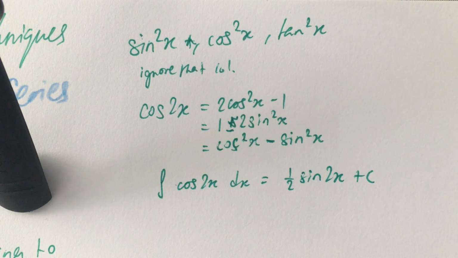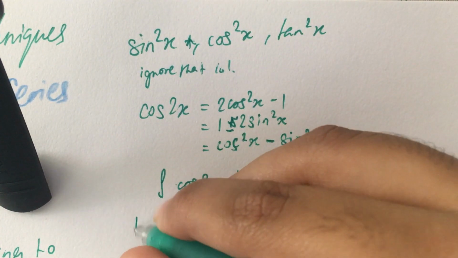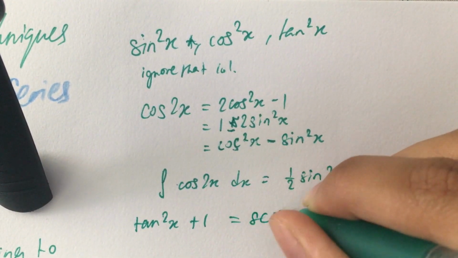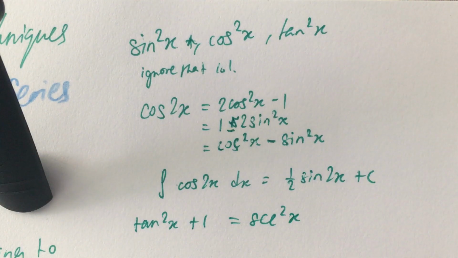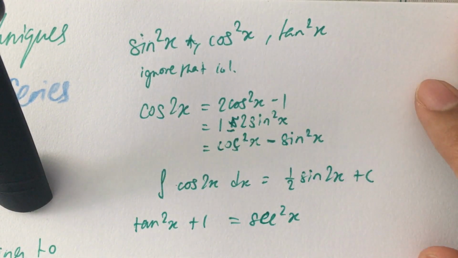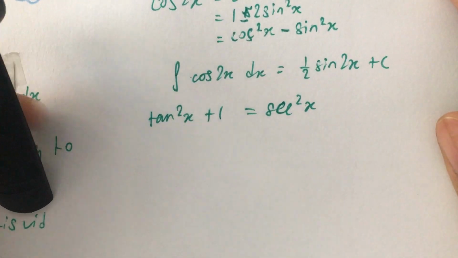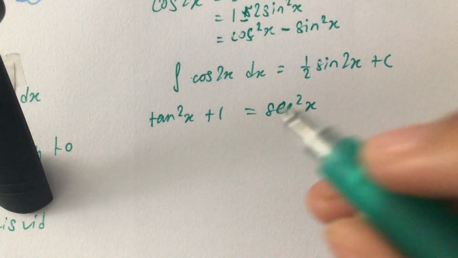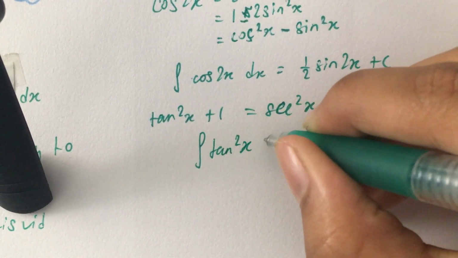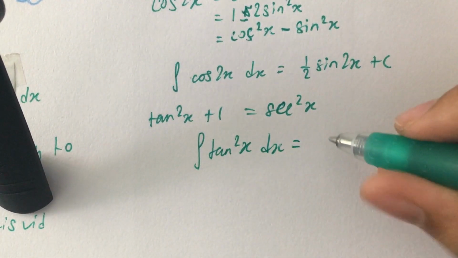As for tangent square x, you can make it secant square x, and you can then use that to get tangent x in a way. Since tangent square x plus 1 is secant square x, you can convert it to secant square x minus 1, which would then become tangent x minus x. That's basically how it would work. And of course, add your arbitrary constant c.